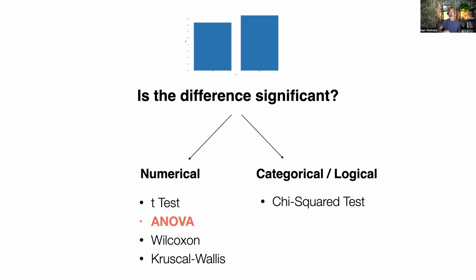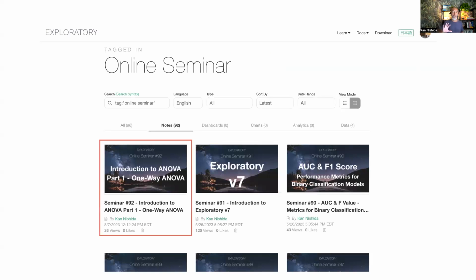So today's topic is based on the last seminar, which is ANOVA. Another thing too, if you haven't, I strongly recommend you watch the Introduction to ANOVA Part 1, One-Way ANOVA, where I cover the basics of ANOVA. Without that, in this seminar I'm going to start off from where we left off in Part 1. Okay. All right, so let's get started with Part 2.